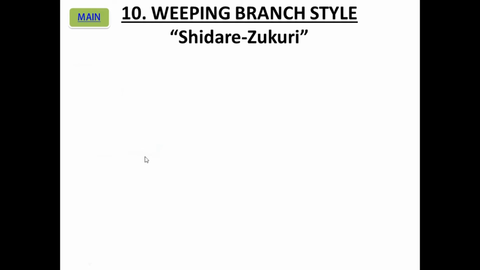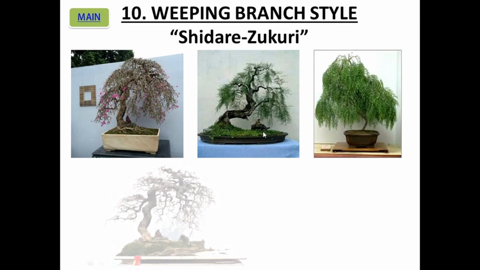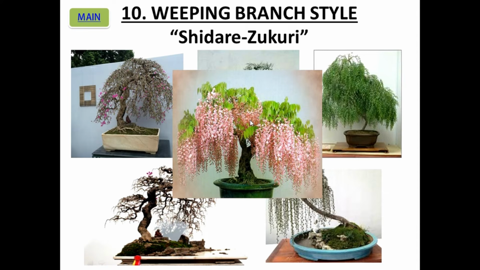Whipping branch style, also known as shidari zukure. This style is, as its name indicates, a whipping branch style, and the material should be used in its original habit. Some oaks or elms can be used in a semi-whipping style. Wisteria is not classified as a whipping tree because it is the flowers that hang down and not the branches. It must be the branches that whip, not the flowers or foliage.